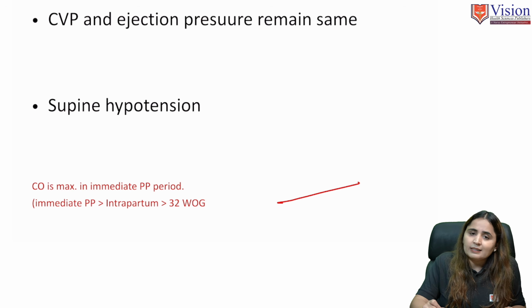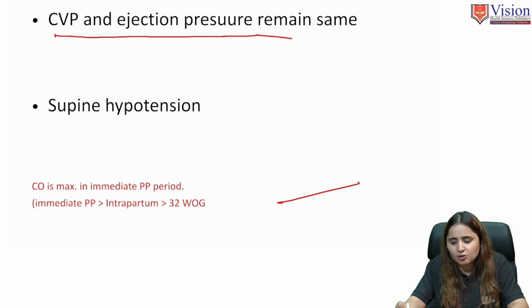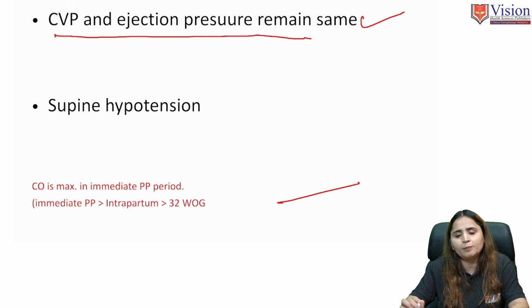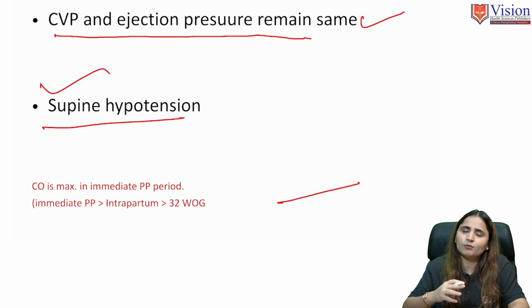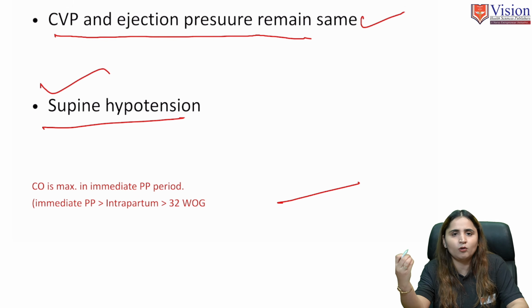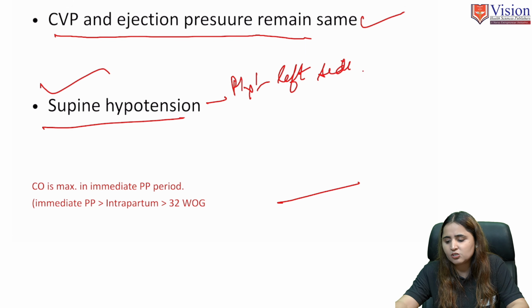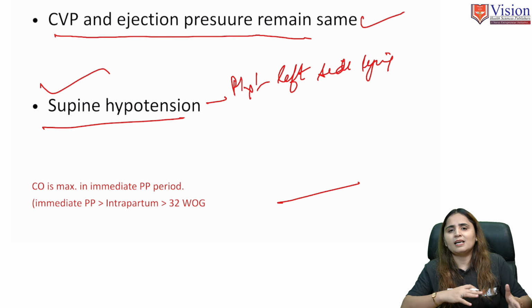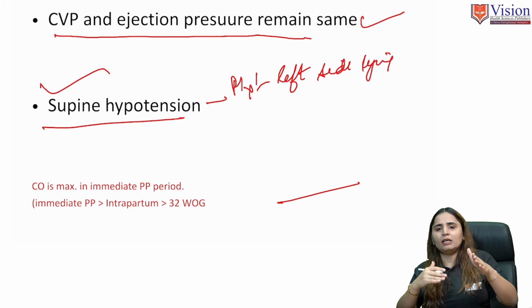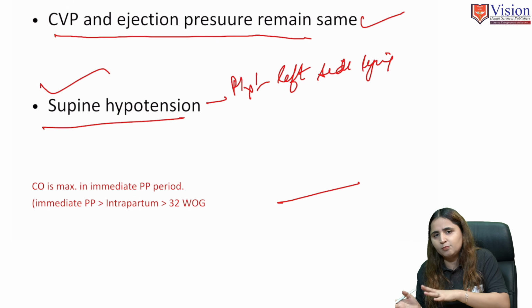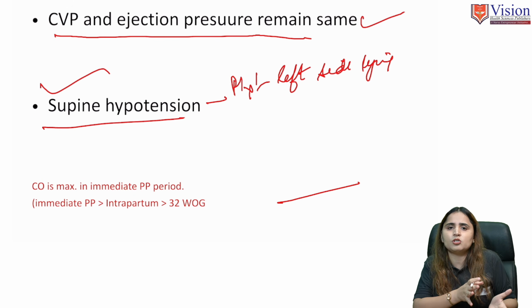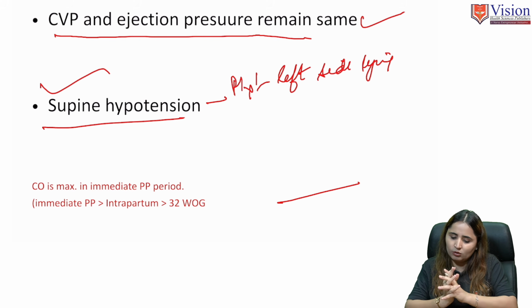And central venous pressure and ejection pressure remain the same throughout the pregnancy. And we know that in the cardiovascular system there is supine hypertension, and the management for this is the left side lying position. Whenever the mother is getting up from the bed, tell her to get up slowly, and if she is in the right side lying position, she has to shift to the left, and slowly she will get up.